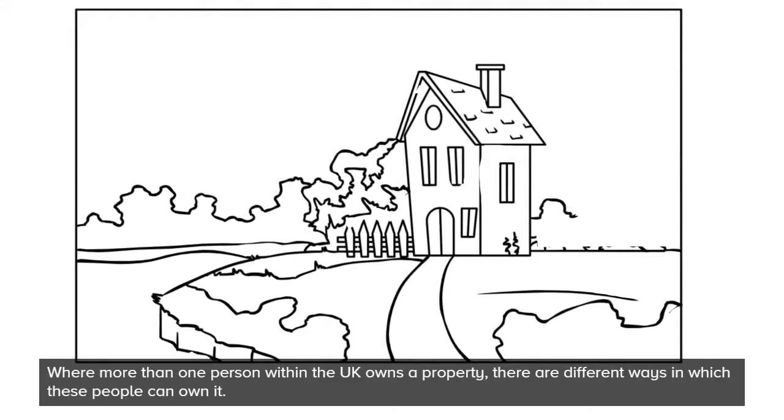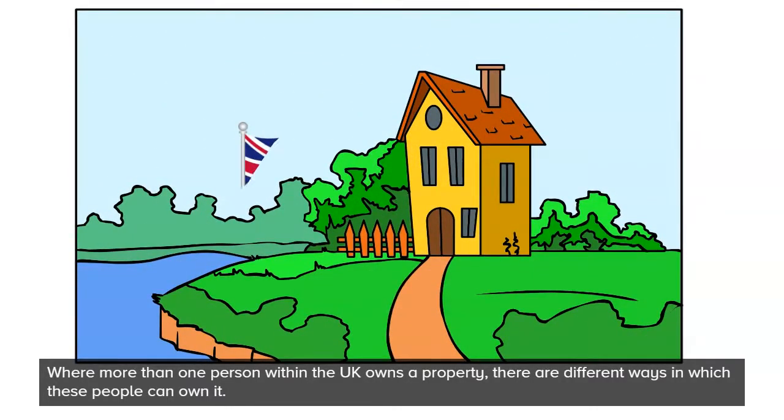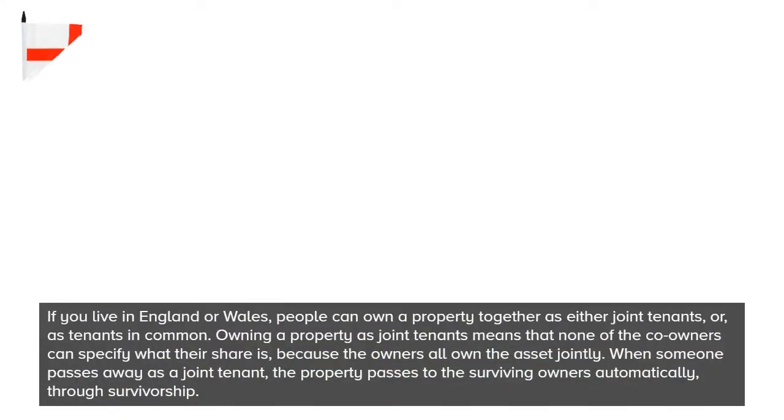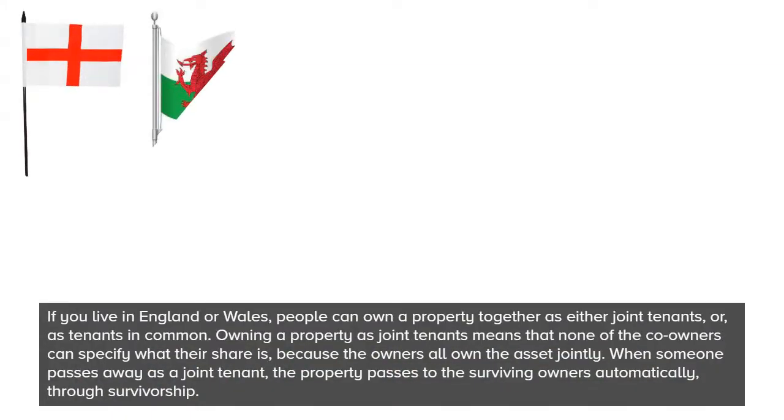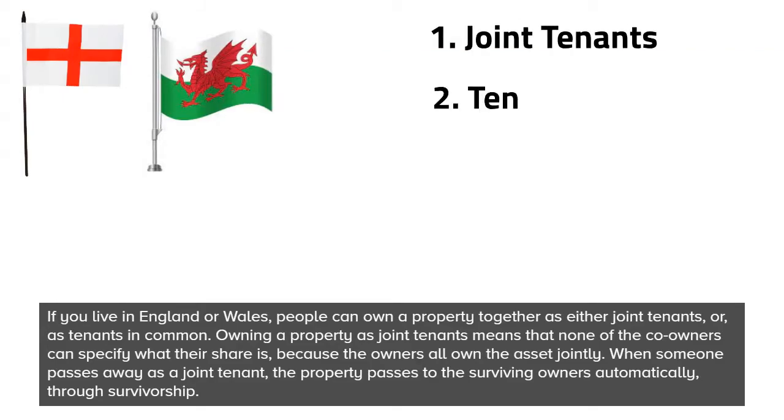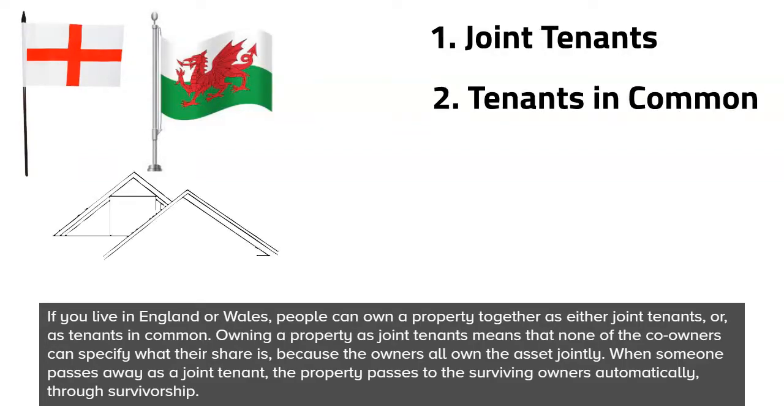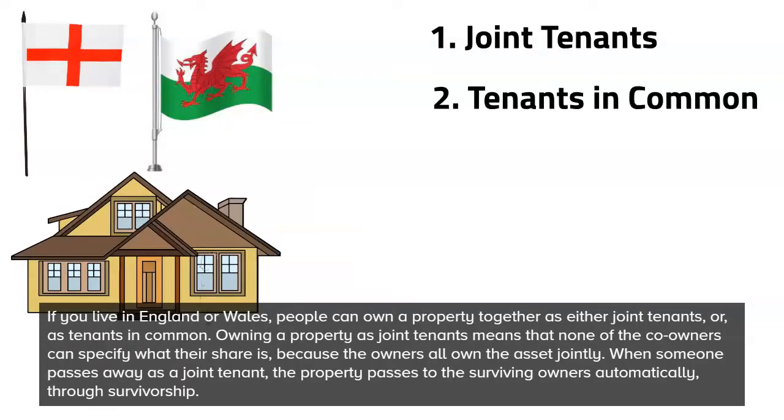Where more than one person within the UK owns a property, there are different ways in which these people can own it. If you live in England or Wales, people can own a property together as either joint tenants or as tenants in common. Owning a property as joint tenants means that none of the co-owners can specify what their share is, because the owners all own the asset jointly.